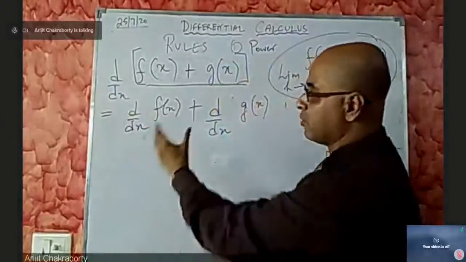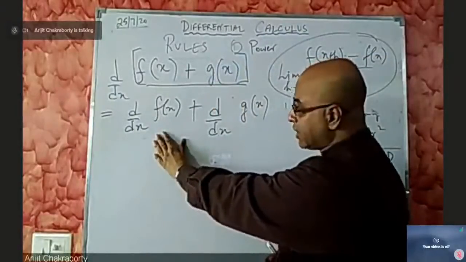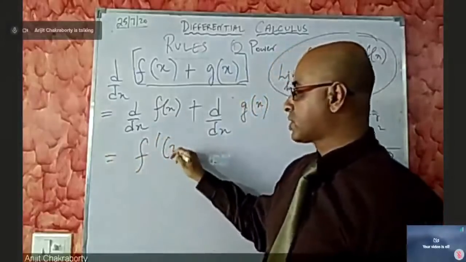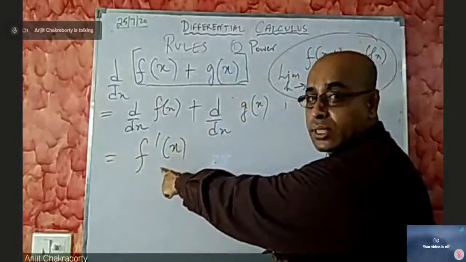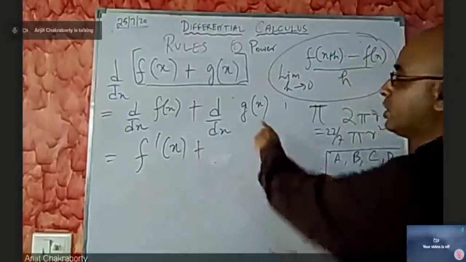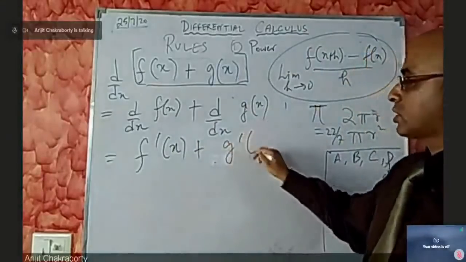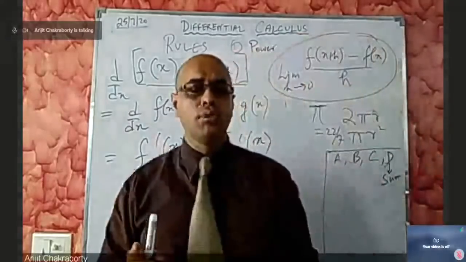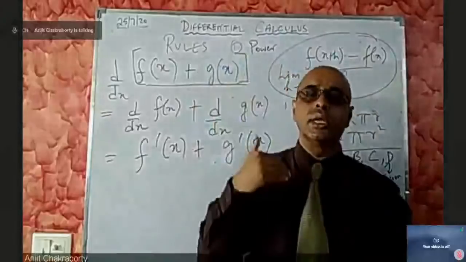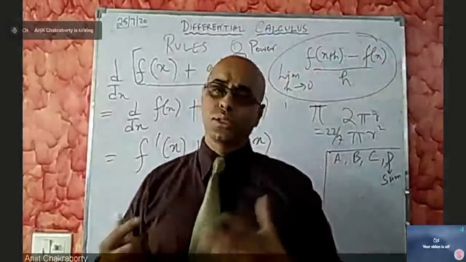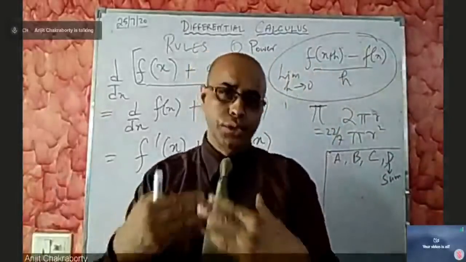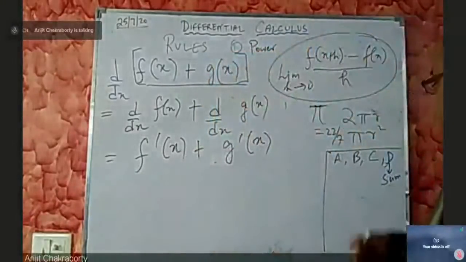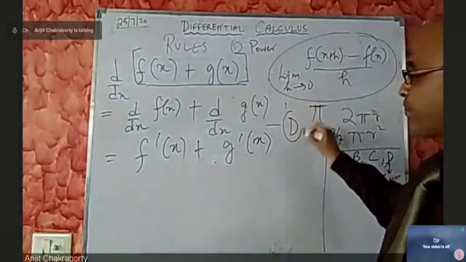Then what we need to do is, we take the derivative separately, which means this is equal to f dot x, the derivative, plus g dot x. So this gives you the addition formula for differential coefficient calculation, and it is also called the sum because you are summing up two functions of x. This is formula number D. Please note, this is D.